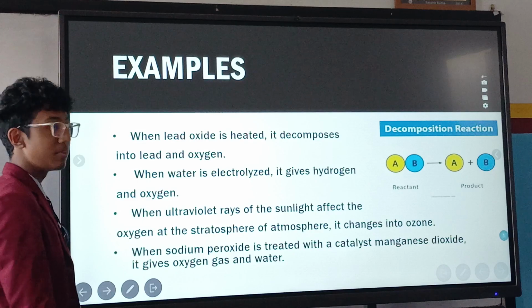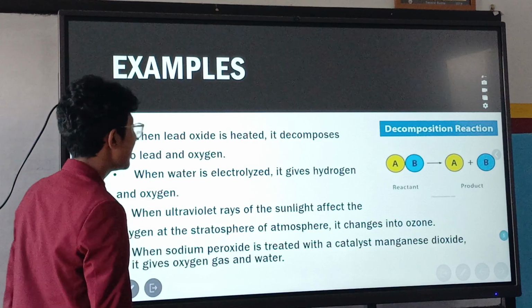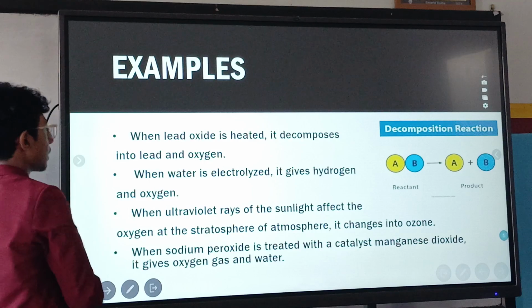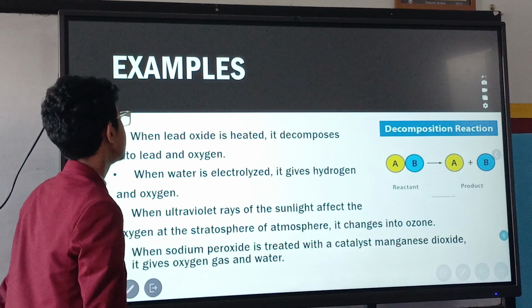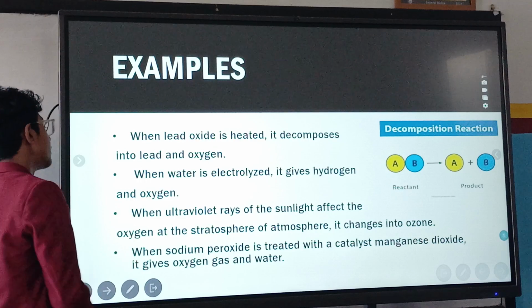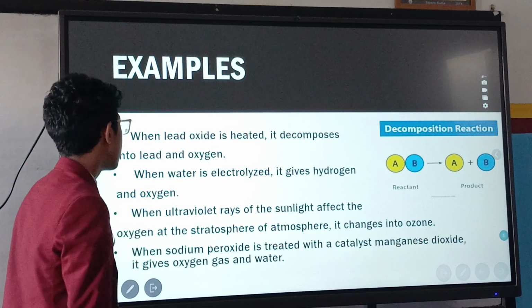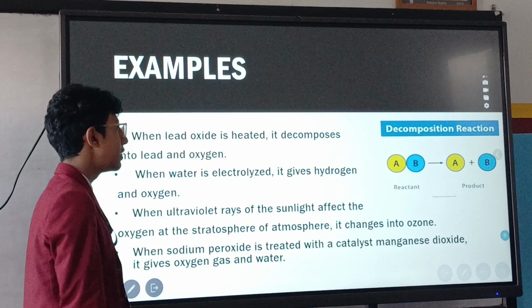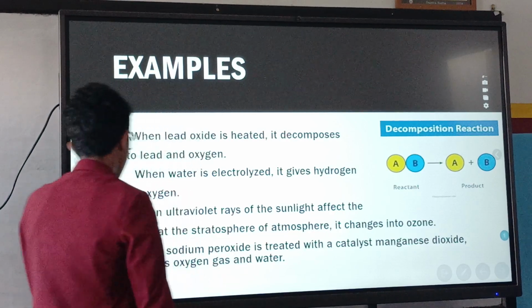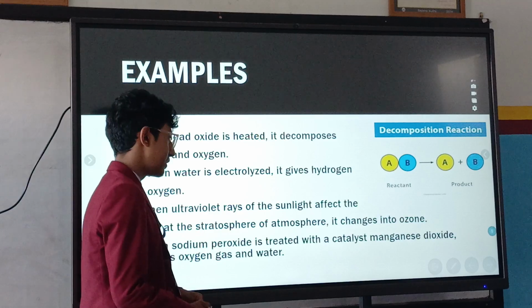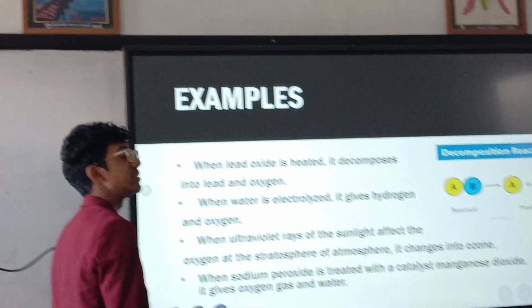So here are some examples also. When lead oxide is heated, it decomposes into lead and oxygen. Another example is when water is electrolyzed, it gives hydrogen and oxygen. Another example is when ultraviolet rays of the sunlight affect the oxygen at the stratosphere of the atmosphere, it changes into ozone. And another example is when sodium peroxide is treated with the catalyst manganese dioxide, it gives oxygen gas and water.